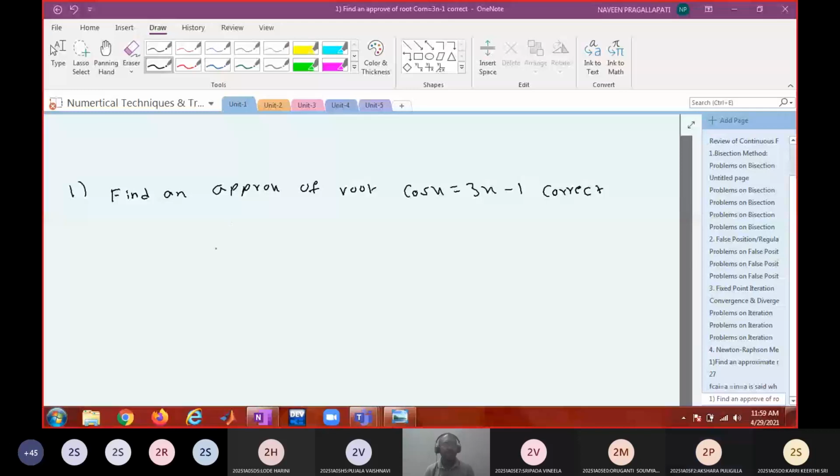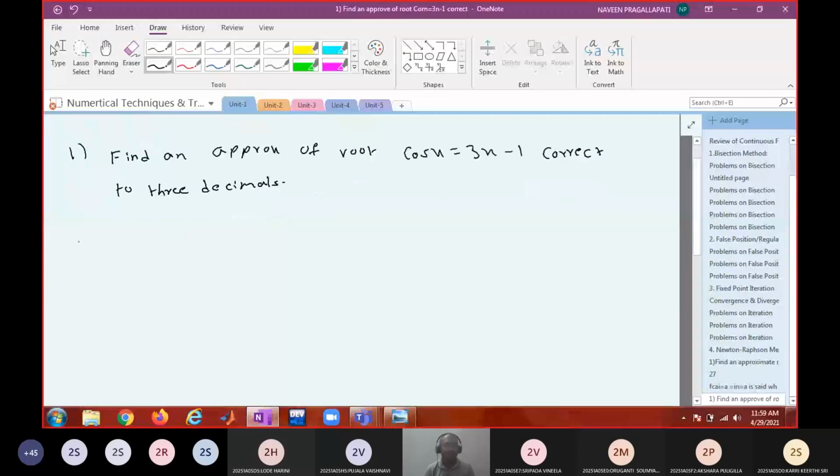Yes, sir. Okay. Find an approximate root of cos x equal to 3x minus 1 corrected to 3 decimals. So let us see, what is given? Given cos x equal to 3x minus 1.